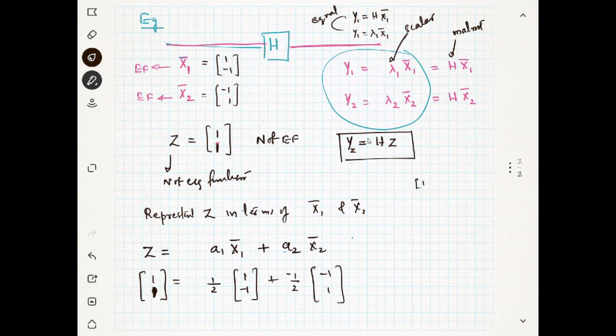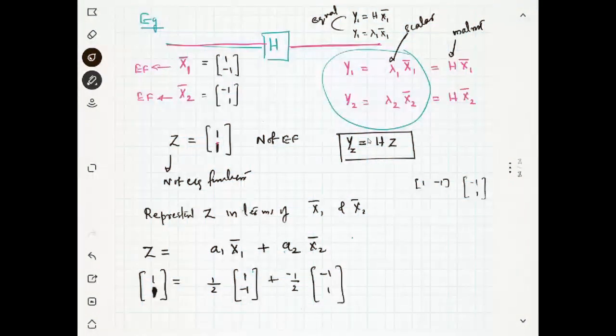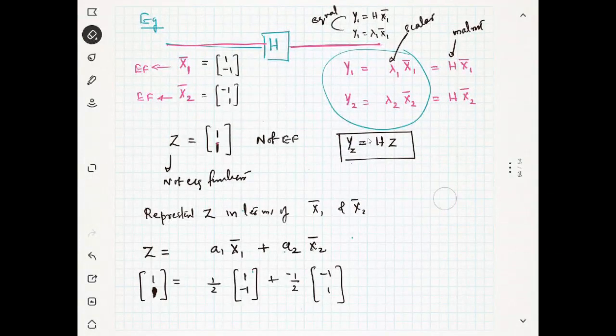Just wait one second, let me check whether the basis I have given is correct or not. Minus 1. Okay, this is the problem actually. The basis is having some problem. I will change the values because I have randomly chosen the values. That's the problem. You understood? Since I have used the values randomly.